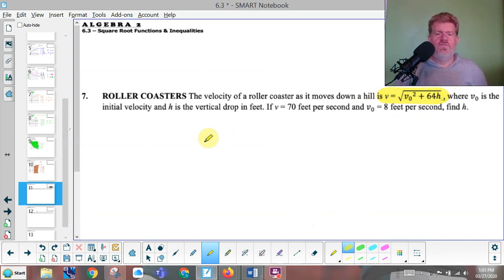It's an equation for the velocity of a roller coaster as it moves down a hill. Now, v sub 0 is the initial velocity. H is the vertical drop in feet. Don't you wish you'd be in a roller coaster right now? I'm telling you, if the v is 70 and the initial velocity is 8, can we find the height?